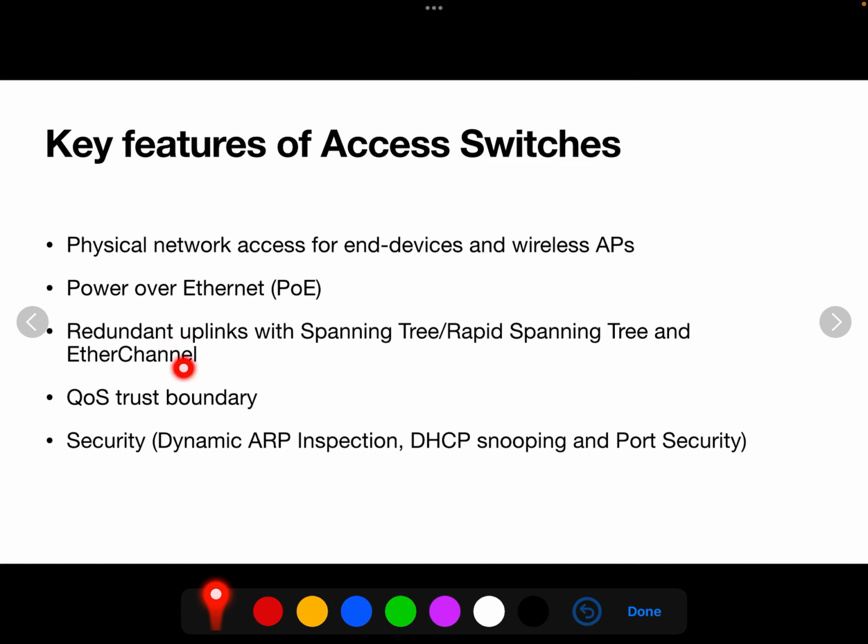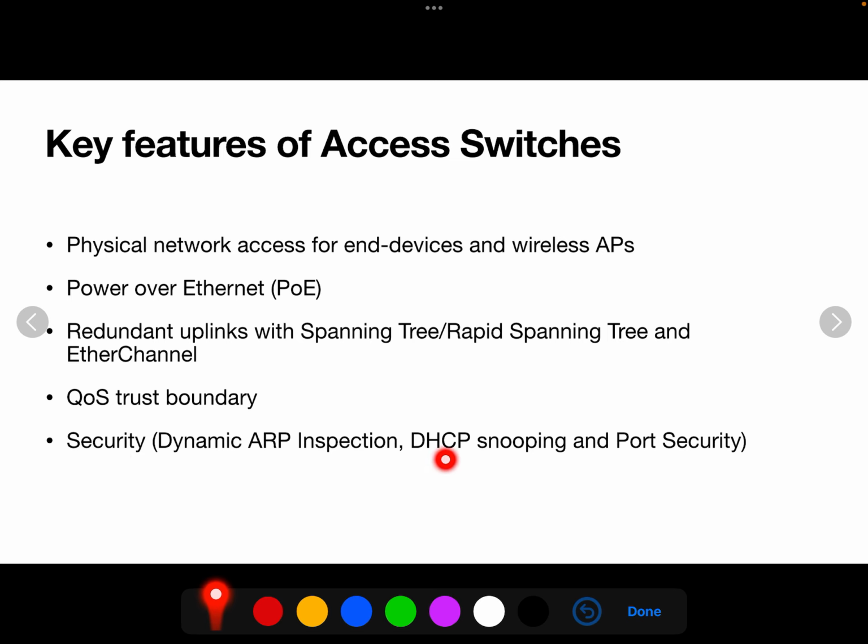Now, redundant uplinks, so spanning tree, rapid spanning tree, and EtherChannel. That's another job, the redundant uplinks with spanning tree, rapid spanning tree, and EtherChannel. Quality of service trust boundary. This is an important part of quality of service, and access switches can be the trust boundary. It could be a voice over IP phone, but many times the access switches are the trust boundary. So that's very important to know as well.